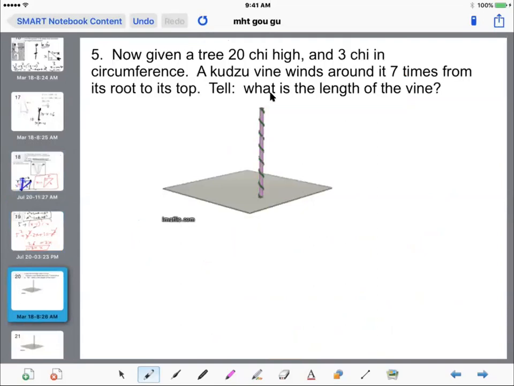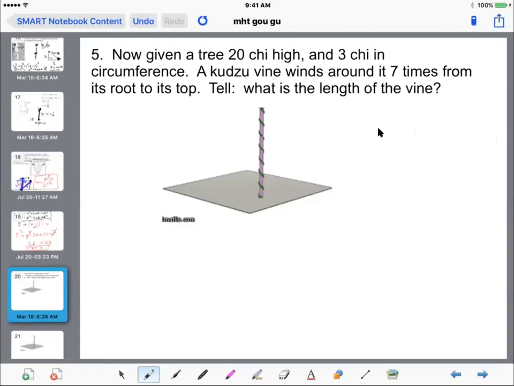Look at this question. There's a tree that's 20 chi high and 3 chi in circumference. A vine winds around it 7 times from its root to its tip. How long is the vine? Now, this is quite a question because there's no obvious right triangle in this picture. Chapter 9 is all about right triangles. And they talk about the circumference of the tree, which is kind of strange. It makes us feel like, do I have to calculate the diameter of the tree and use pi? Do they know pi?